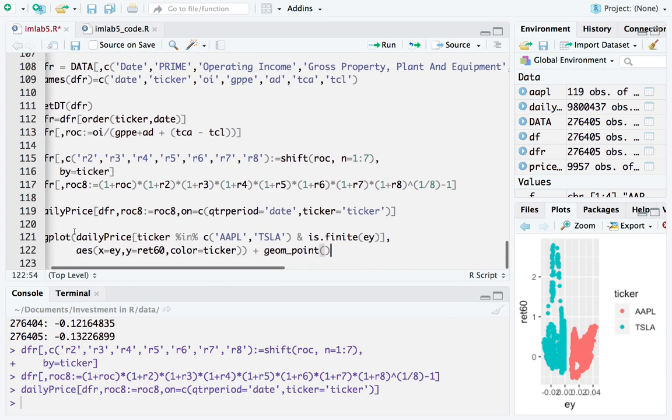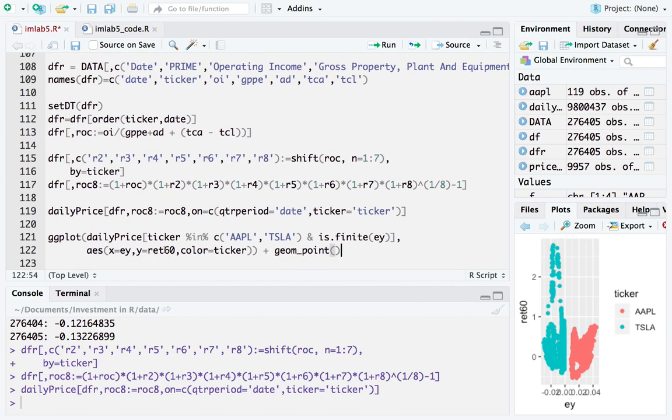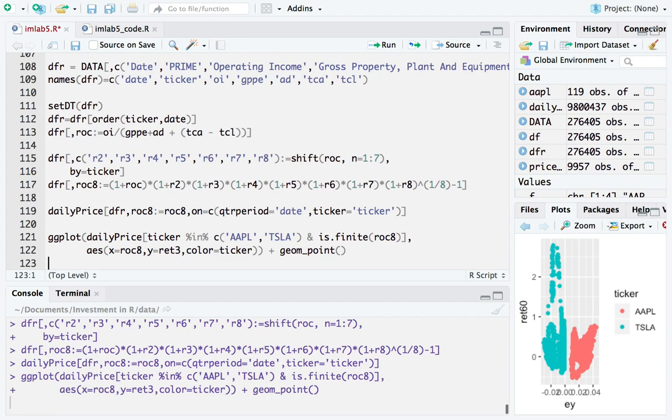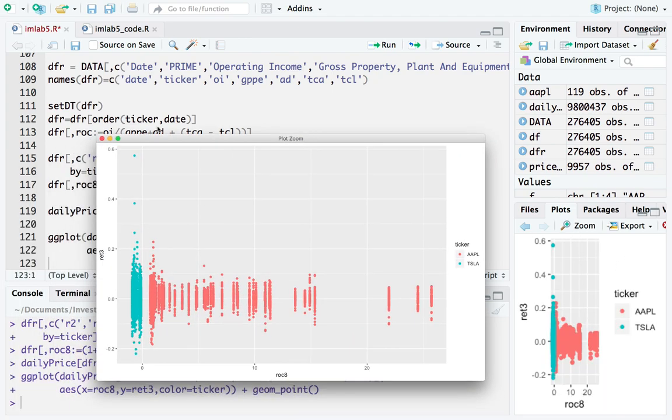Again, I copy this. And the only change I make is that instead of, I'm going to do it to versus 3-day return, and I want to compare it against now my ROC8. Everything else is pretty much going to be the same. Let me change is.finite to ROC8 here as well. And that's how quickly and easily I graph it.